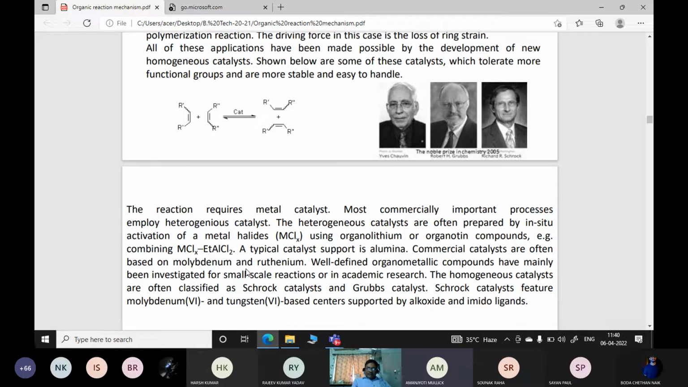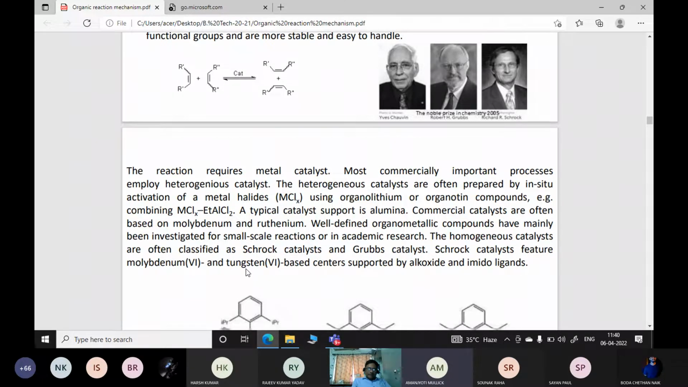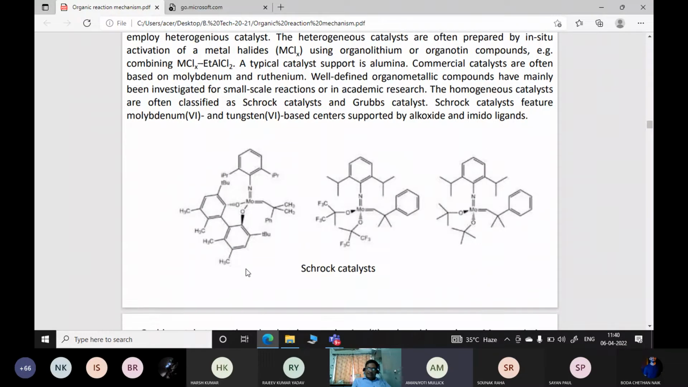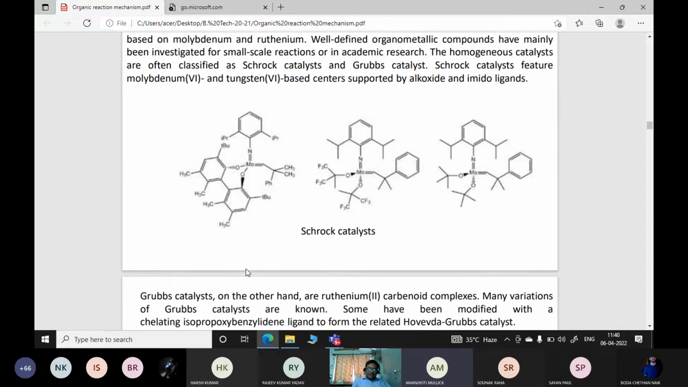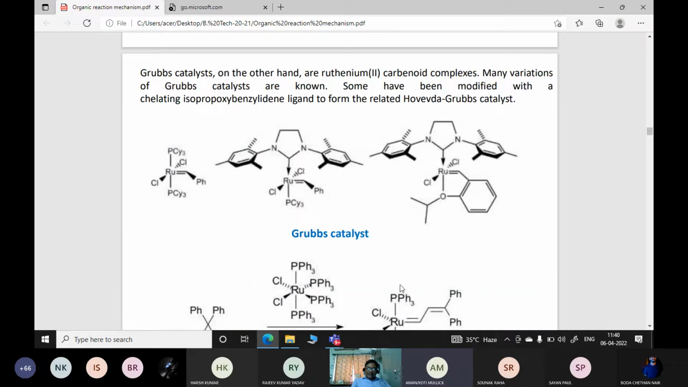parallelly, another professor, Richard Schrock, also developed another catalyst. The aim was almost the same, but the purpose was quite different. So you see here what they have synthesized. This is the Schrock catalyst, and this is the Grubbs catalyst. Grubbs is the pioneer. He started this work first, and parallelly Schrock also did the same work. But I will first say a few words about the Grubbs catalyst.